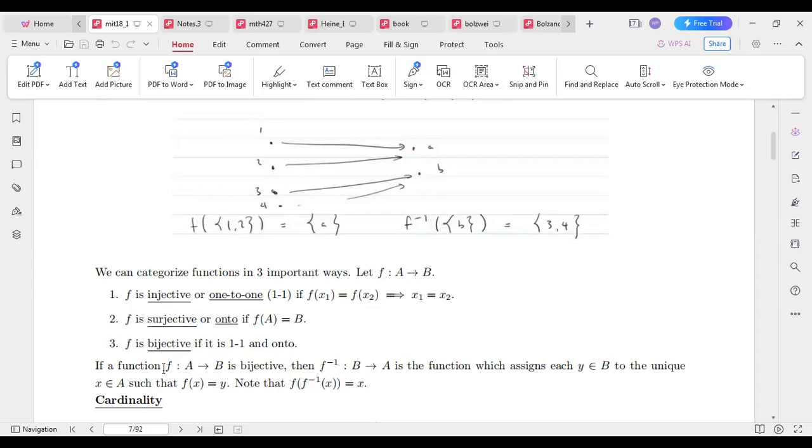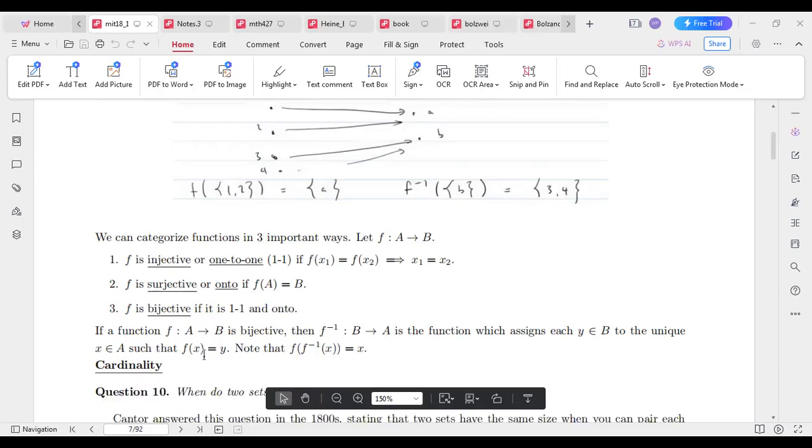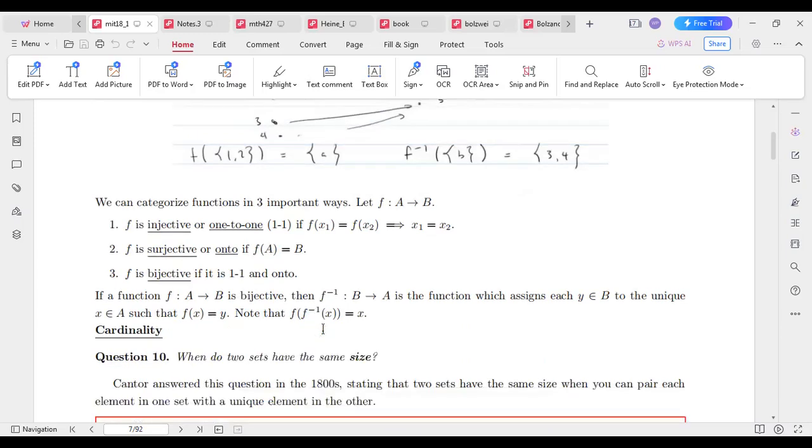If a function f from A to B is bijective, then the inverse function f inverse will exist from B to A. It is the function which assigns y belonging to B to the unique x belonging to A such that f of x equals y. So in that case, we can define the inverse function of a set like this.